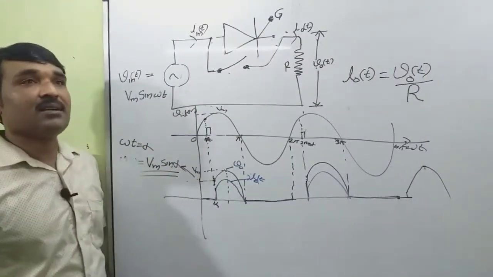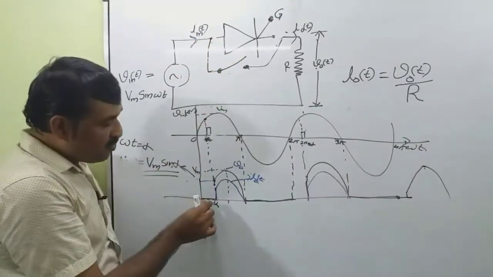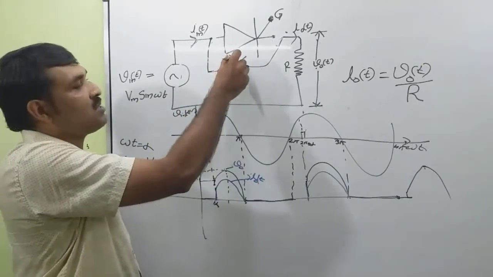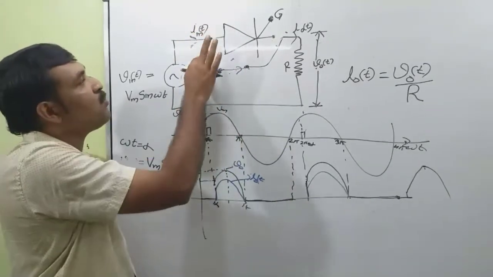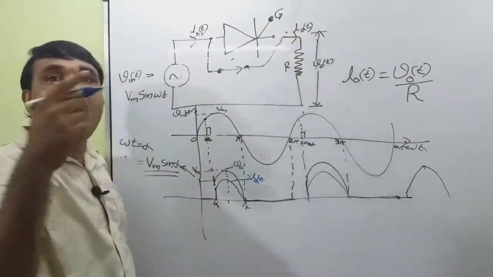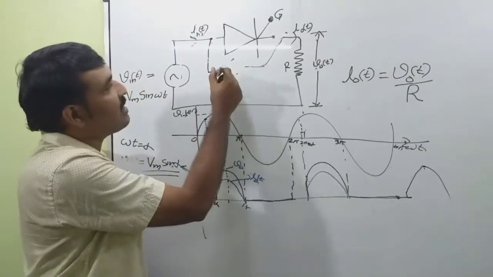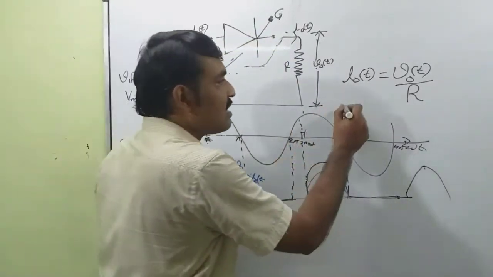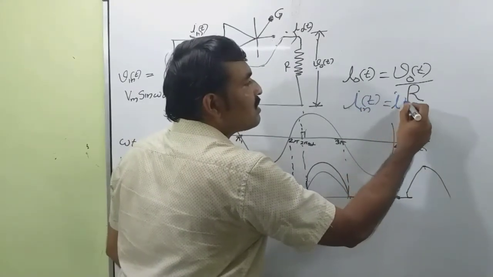Now look at the circuit. What is the input current? Up to this portion the current is equal to 0, since the thyristor becomes an open switch. From alpha to pi, the thyristor is replaced by a closed switch, so the input current is the same as the output current in the circuit. Then again during the negative half cycle, the current is equal to 0 as the thyristor becomes an open circuit, so the input current is 0 and the output current is also 0. So we can say the input current is the same as the output current.